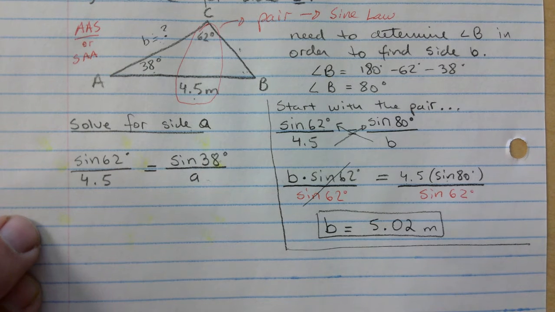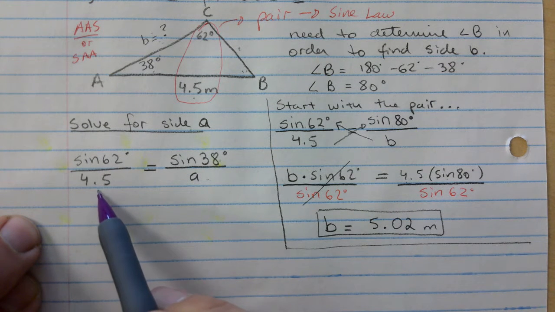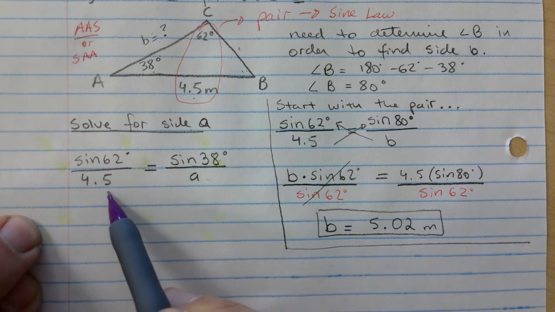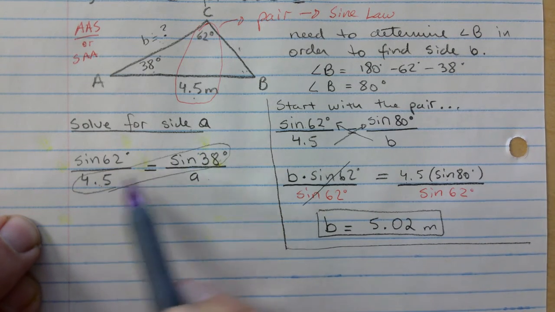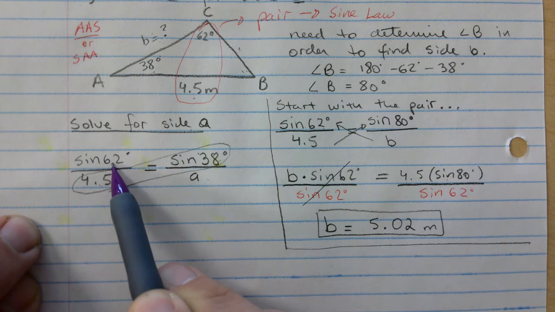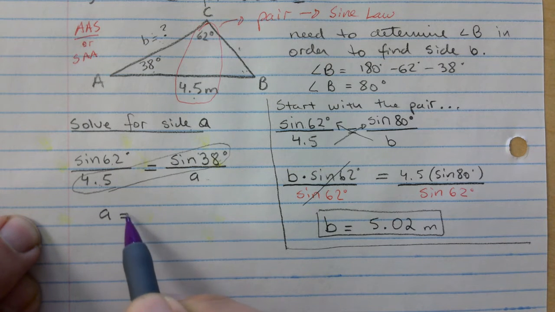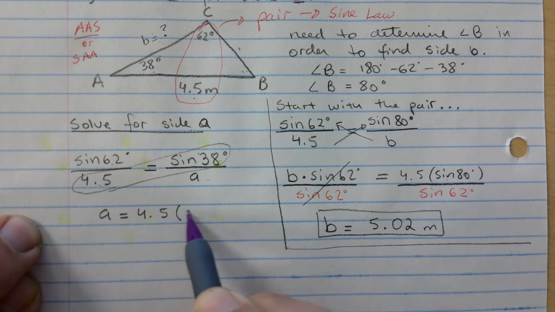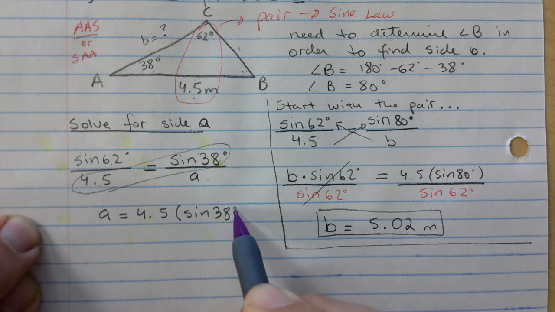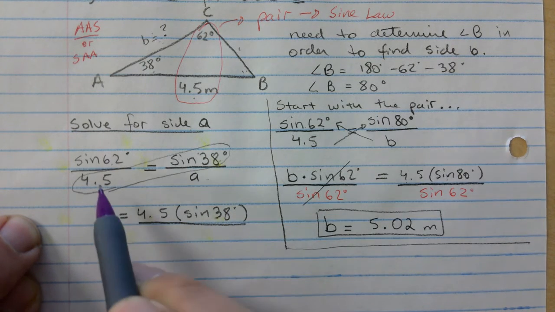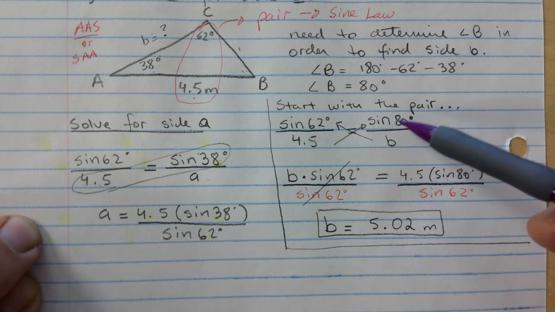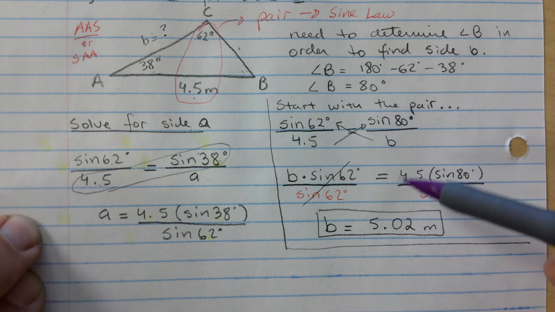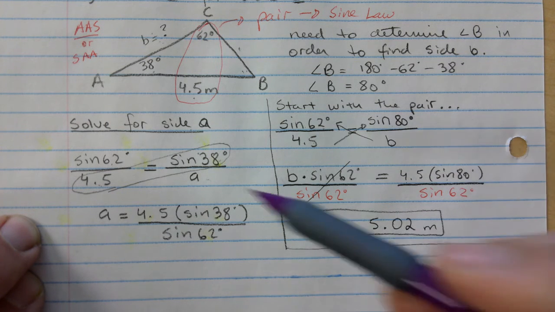And here's the shortcut that I'm going to give you, okay? Cross multiply diagonally like this. Always multiply these two and then divide by what's left over. And that always gives you the answer. So you can just show me that work. 4.5 times sine of 38 divided by sine of 62. And believe me, it's the same thing as what we did on this side. It's the same process, it's just a shortcut.